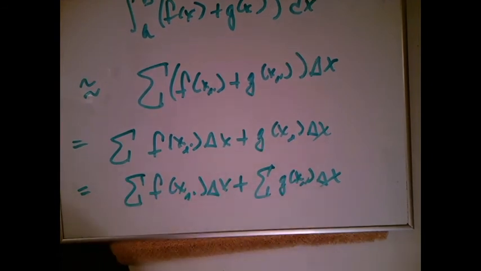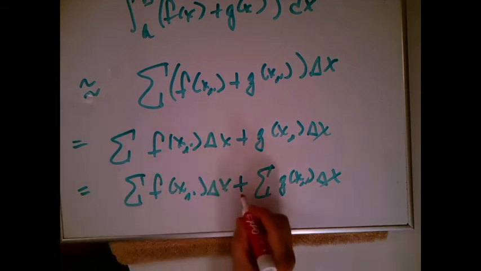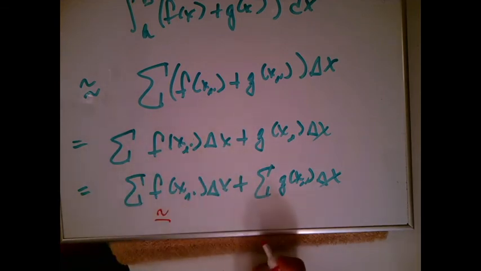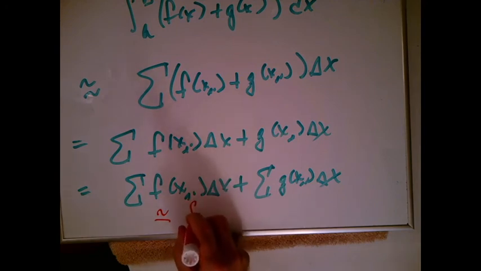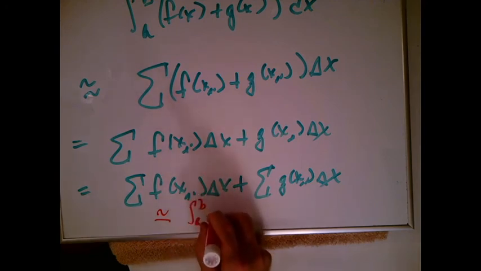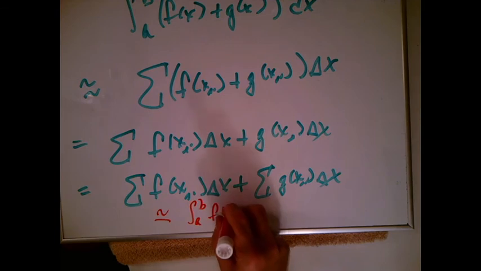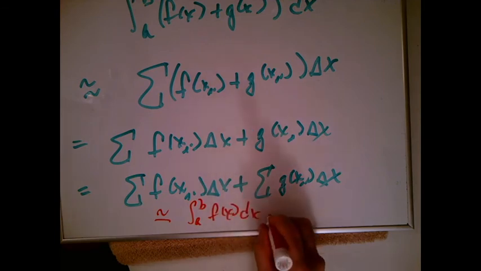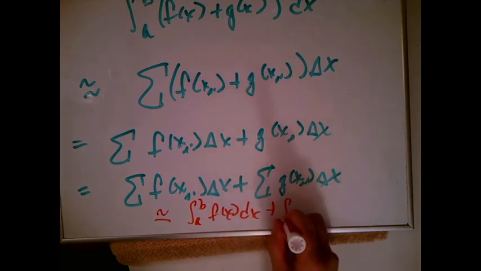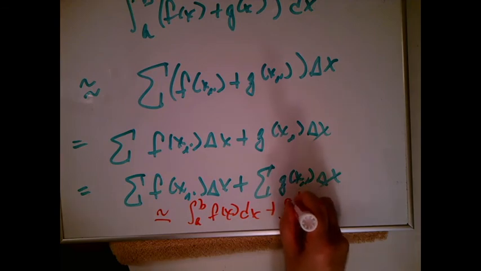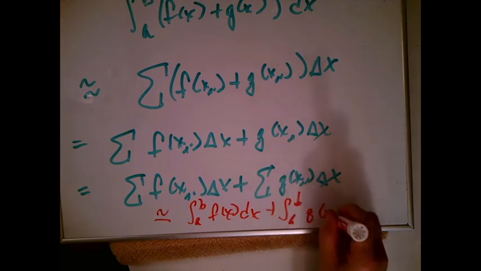And how do we finish this? We finish it the way we started. What is this? This is almost exactly equal to the integral we're looking at. That's the integral from a to b of f of x dx plus, and this is the other integral we're looking at, the integral from a to b of g of x dx.